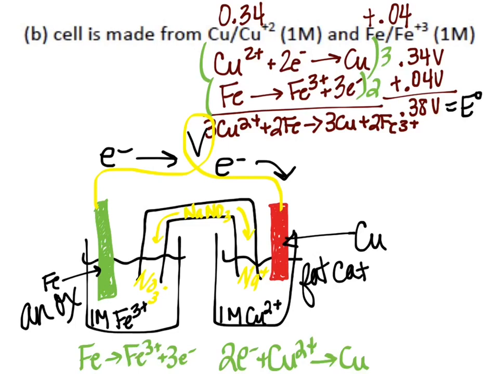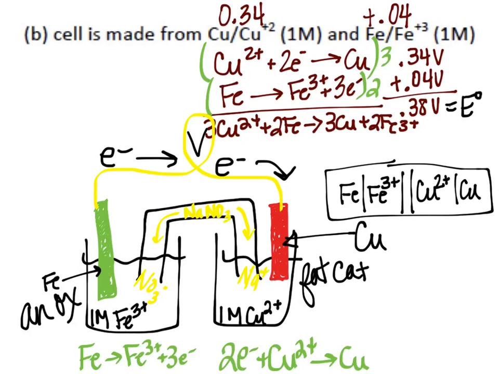The last thing is put it into perspective of your shorthand. So what's going to be the first thing we write? Fe. And then we have Fe3+. And then we have Cu2+ and Cu. Since this is in standard conditions, we don't have to write anything. But if our conditions change and say this is a 2 molar solution, you would see it written like that, where underneath they would put what the concentration is.